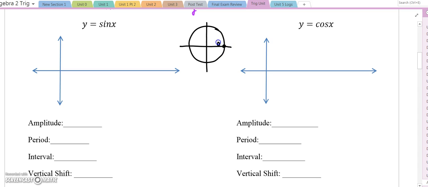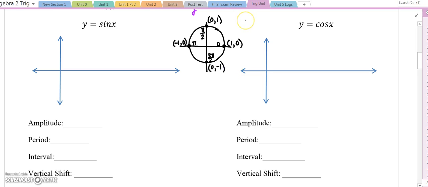This is 0 radians, and the point is (1, 0). When we graph, for the most part we use radians, so I'm just going to be focusing on radians. So π/2, and the point is (0, 1). We've got π, and that point is (-1, 0). And then 3π/2, and that point is (0, -1).